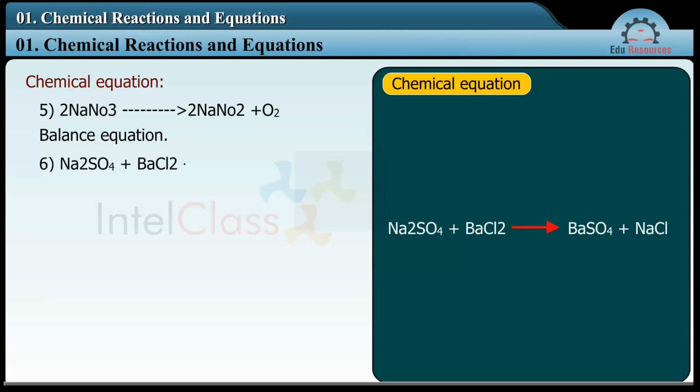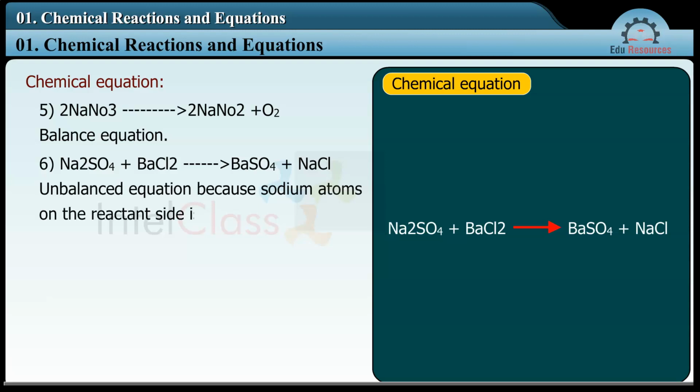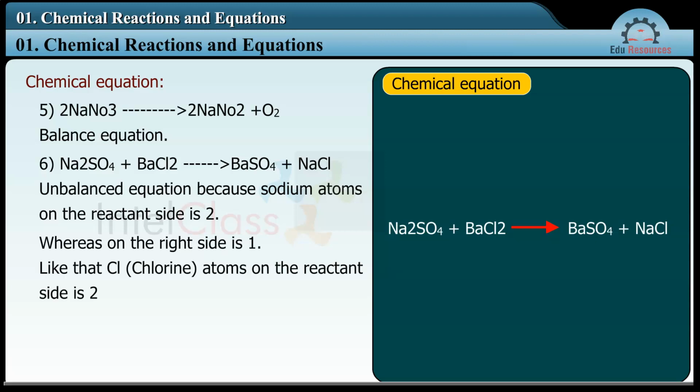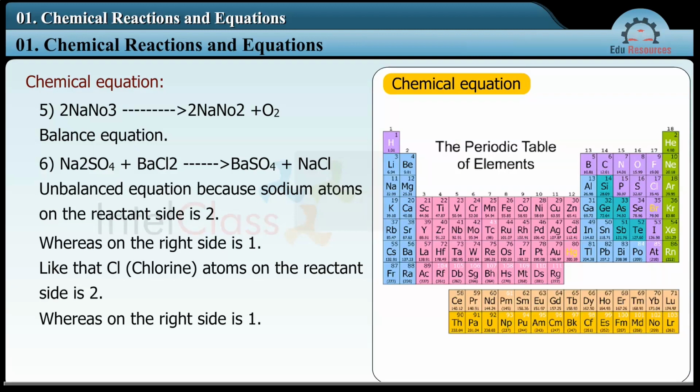Na2SO4 plus BaCl2 gives rise to BaSO4 plus NaCl is an unbalanced equation because sodium atoms on the reactant side is 2, whereas on the right side is 1. Similarly, chlorine atoms on the reactant side is 2, whereas on the right side is 1.